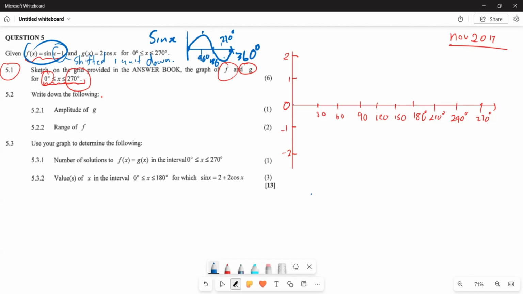So which means, can you see this graph here? This graph is going to be shifted. Remember, it started at 0, so it's going to start now at -1, right? Everything that is happening is still going to happen, but it's going to be shifted 1 unit downward, right? So now let's do it.